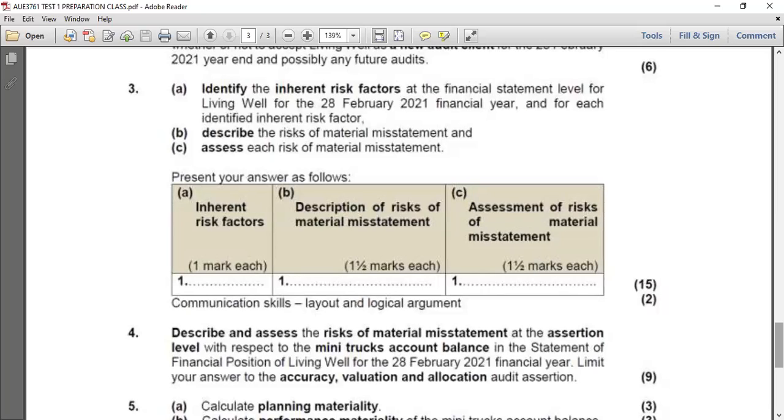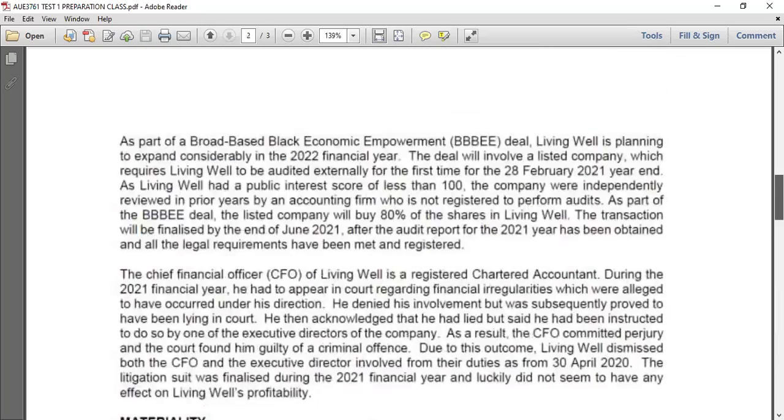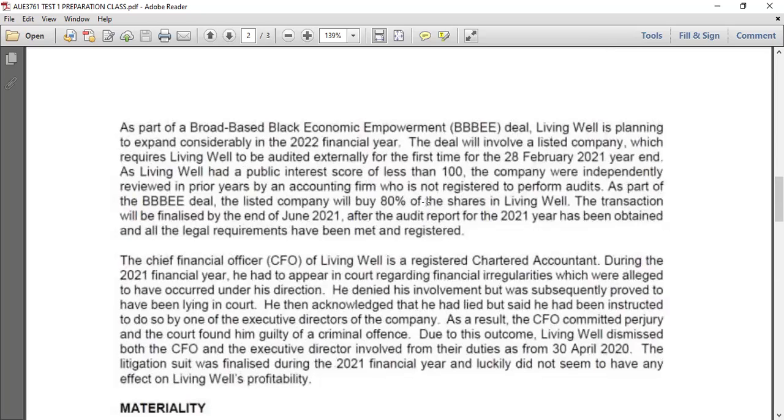Uncertainty, these are issues that cast doubt on things that will happen in the future. For example, there's a court case that might lead to the company being charged millions, which can affect the profitability and the operation of the firm. Then we can say susceptibility to misstatement. When we say susceptibility, we're saying there are circumstantial conditions that can cause management to manipulate the financial statements. For example, in this particular case that we're dealing with, we read that there's a BBBEE deal, and that deal is dependent on the audit report for 2021. So they will do everything in their might to make sure that that audit report is positive.